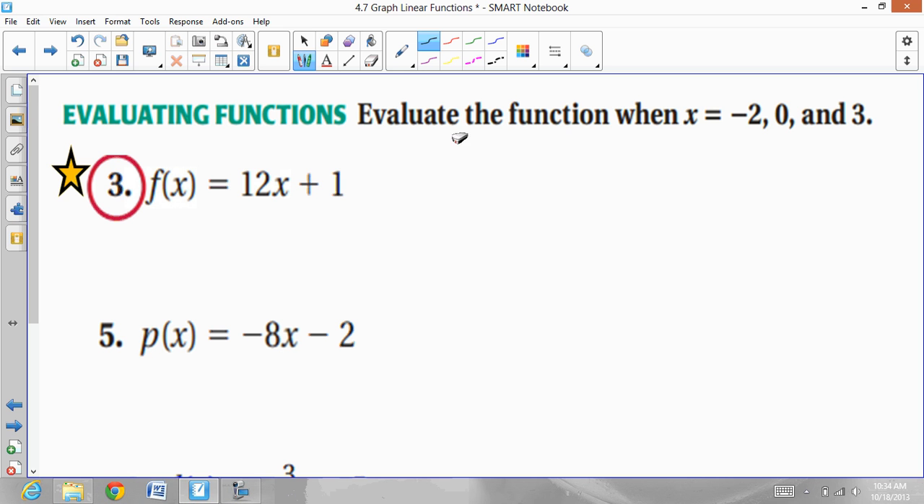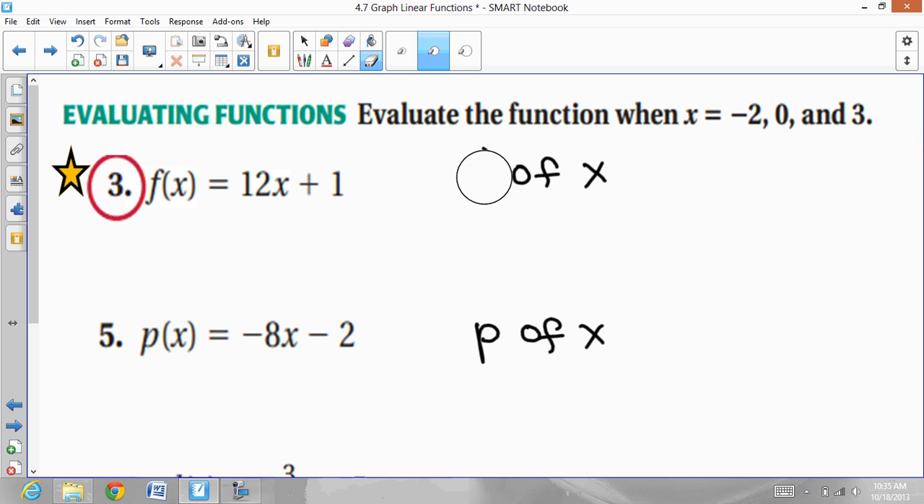Evaluating the function. Evaluate the function when x is equal to -2, 0, and 3. I am focused on question number 3, where you read this as f of x. For question number 5, you are going to read this as p of x. When you are reading it as f of x or p of x, it is nothing different than your y.